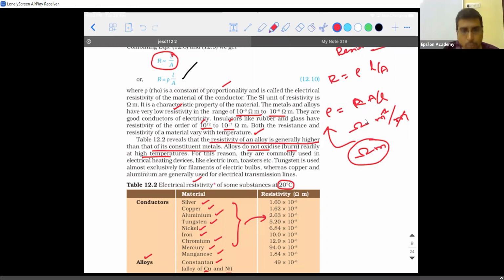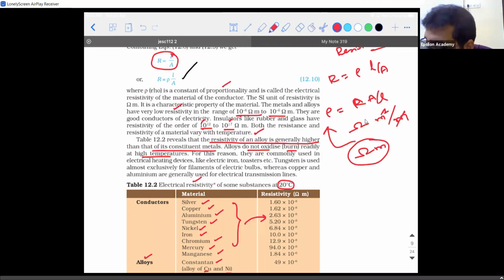So you take an iron box, you take a toaster. All these things work on what principle? The heating effect of current, right? So if you produce some heating effect, you need to choose a material which does not burn off. Burn off in the sense which does not get oxidized readily at high temperatures, right? So that is the reason why alloys are used for what purposes? In electrical heating devices such as electric iron, toasters and all those things.